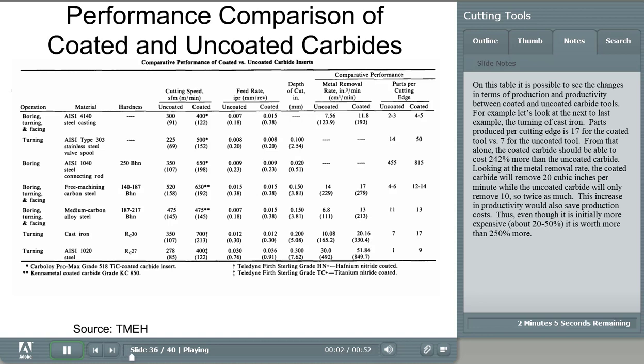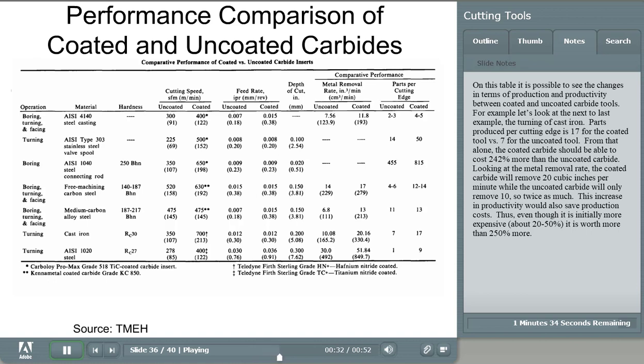Performance comparison of coated and uncoated carbides. On this table, it is possible to see the changes in terms of production and productivity between coated and uncoated carbide tools. For example, let's look at the next to last example, the turning of cast iron. Parts produced per cutting edge is 17 for the coated tool versus 7 for the uncoated tool. From that alone, the coated carbide should be able to cost 242% more than the uncoated carbide.